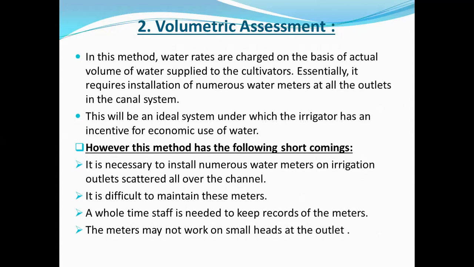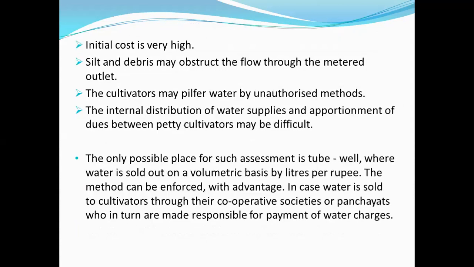It is difficult to maintain these meters. A whole time staff is needed to keep record of these meters, and these meters may not work on small heads at the outlet. So the initial cost is very high. Silt and debris may obstruct the flow through the meter outlet. So the cultivators may prefer water by unauthorized methods.